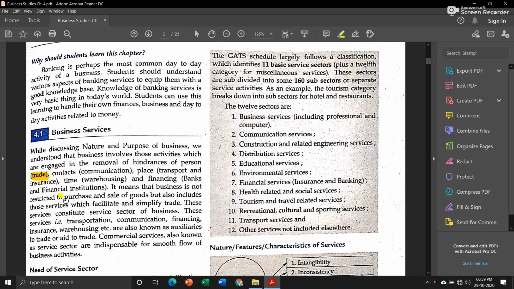Business is not restricted to purchase and sale of goods, but also includes those services which facilitate, or you can say which help in making business and trade easy. These services constitute the service sector of business. These services, that is transportation, communication, financing, insurance, warehousing, etc., are also known as auxiliaries to trade or aid to trade. Commercial services, also known as the service sector, are indispensable for the smooth flow of business activities. Without these business services, running a business activity is very difficult.